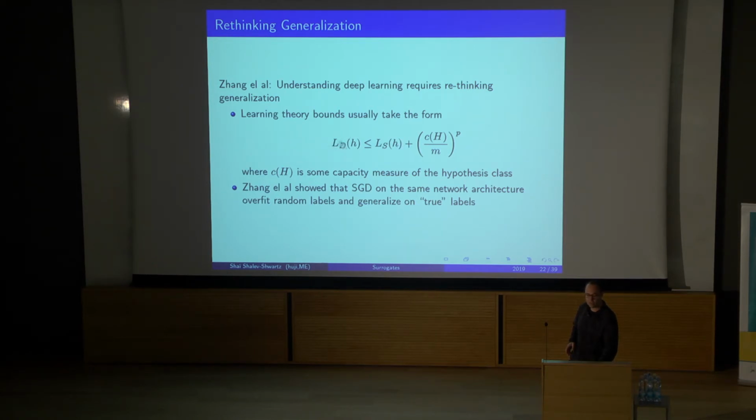But the generalization error is 1/2 if it's a completely random label, or close to 0 if it's the true label. This means that any bound of this form cannot explain what's going on in neural networks. And this is an observation in the paper by Zhang et al. Okay?